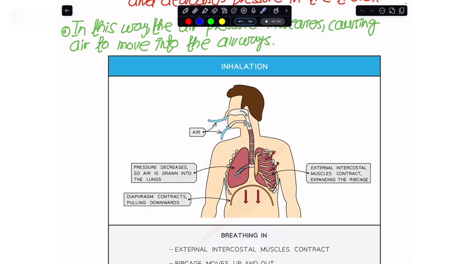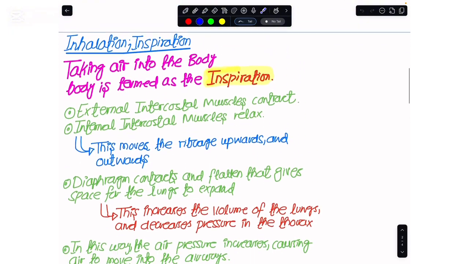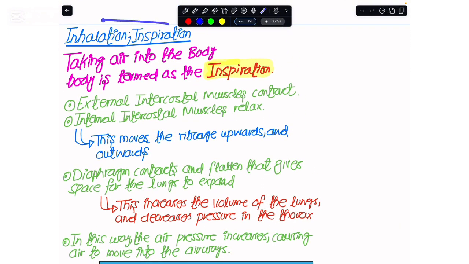So this is what is constantly asked in your exams. If I were to take you through the points, what you would tell your examiner is that in inhalation or inspiration, we take air into the body. In that, the external intercostal muscles contract, the internal intercostal muscles relax, and the rib cage moves upward and outward. The diaphragm contracts and flattens, allowing the lungs to expand. By that, the volume of the lungs increases, the pressure in the thorax decreases, and the air pressure in the external environment is higher, so the air rushes into your airways.